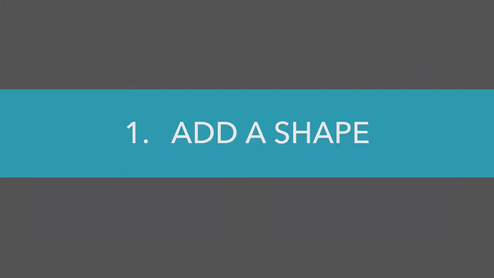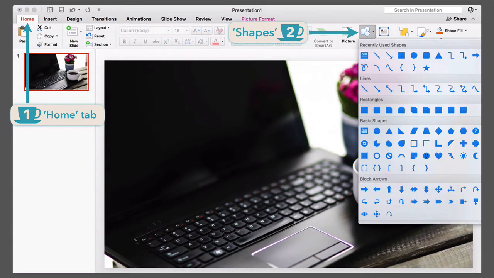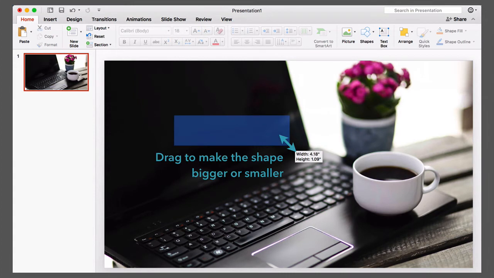First of all, you're going to add a shape. From your Home tab, go to Shapes and pick a shape. And please go simple and clean. Do not overdo this one. And then you can grab and drag a corner to adjust the size of the shape.